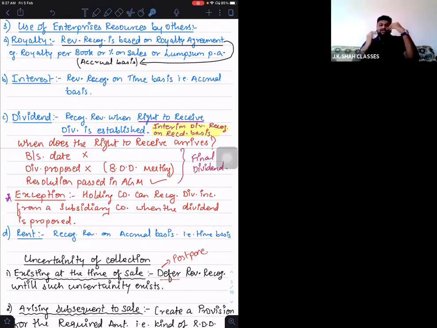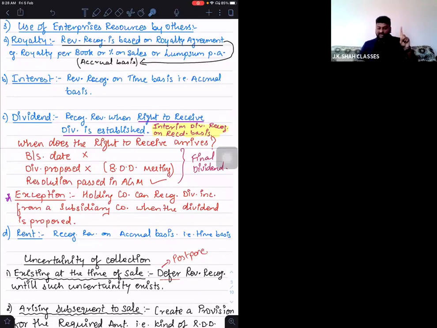Sir, why? Because holding is only going to decide now how much dividend the subsidiary is going to give. And the subsidiary's board of directors are nothing but the common board of directors of your holding company only. So technically, why will a holding company wait till the resolution is passed? Because holding company is only going to decide how much dividend the subsidiary company has to give, right? So that is why this exception point is put.